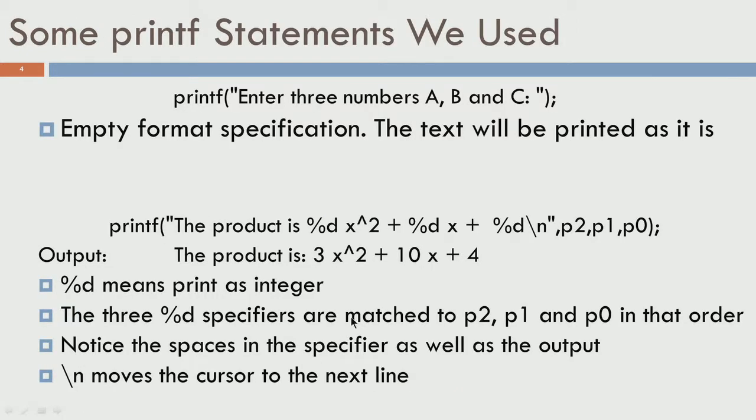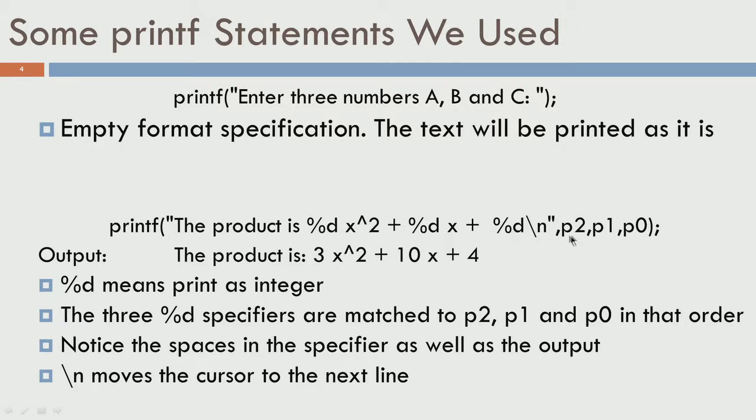So, let us look at some of the printf statements we have used before. Printf enter the three numbers a, b and c. This is something that we have used before. This is just a format specification, there is nothing to be printed here, it will print the text as it is. Then look at this other statement, printf, the product is %d x caret 2 plus %d x plus %d backslash n. This is something that we saw in the polynomial multiplication example in the previous lecture.